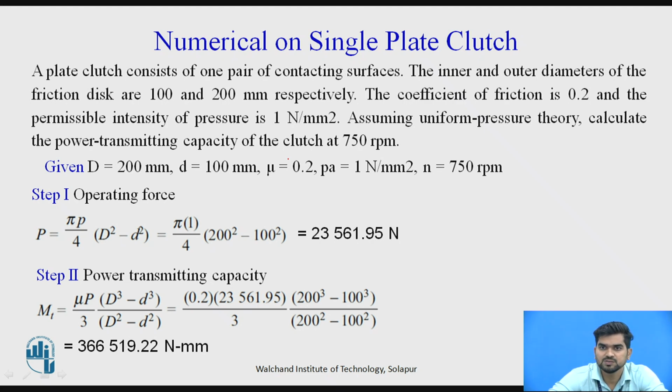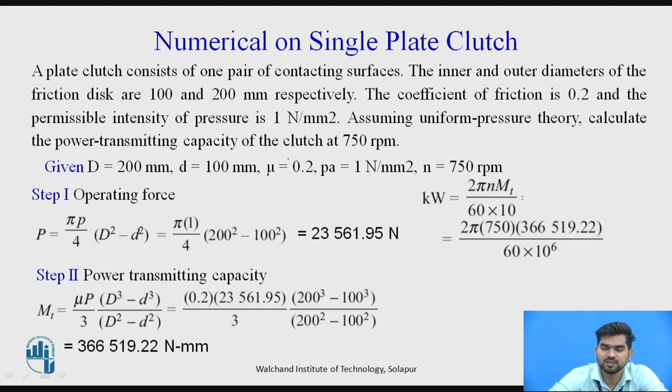So by the torque you can easily calculate the power by using the equation. Power is equal to 2 pi Mt divided by 60 into 10 to the power 6. Just put the values, we are getting the total amount of power as 28.79 kilowatt. So this much is the power transmitting capacity for the given data. So this is a numerical based on the single plate clutch.